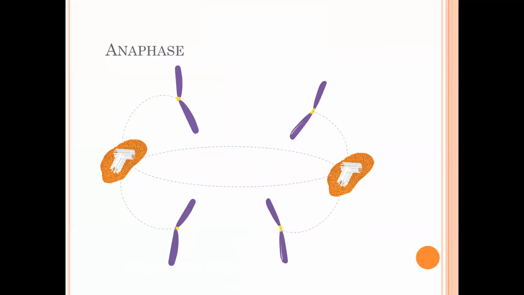Then due to the contraction of the spindle fibers in anaphase of mitosis or in anaphase two of meiosis, we're going to have the centromere breaking. And we have now the chromatids separating as unreplicated chromosomes to the poles.